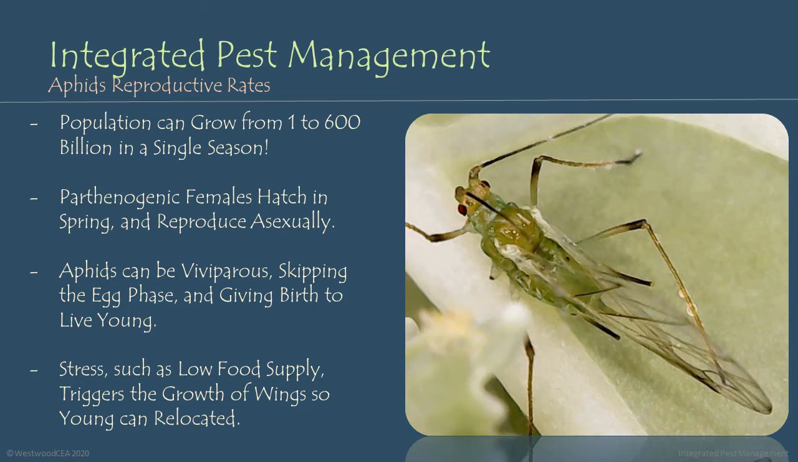So when addressing aphids in a greenhouse environment or in a growing environment, they reproduce incredibly fast, they're incredibly aggressive, and they frequently move around the growing environment. All of these factors make aphids the perfect candidates for an integrated pest management plan.